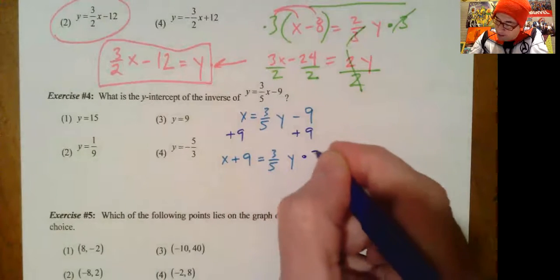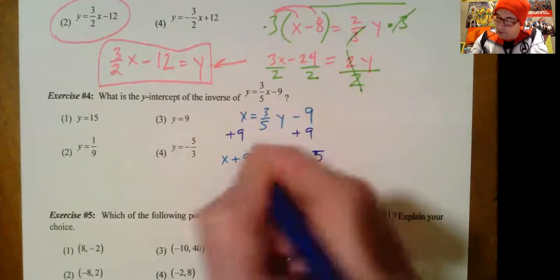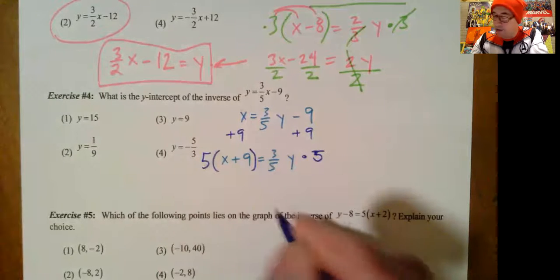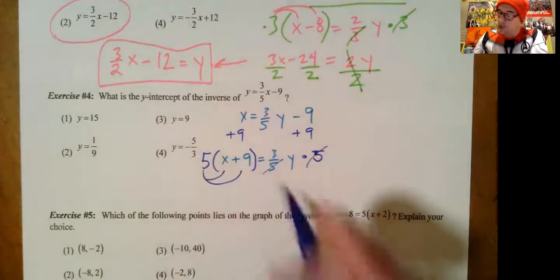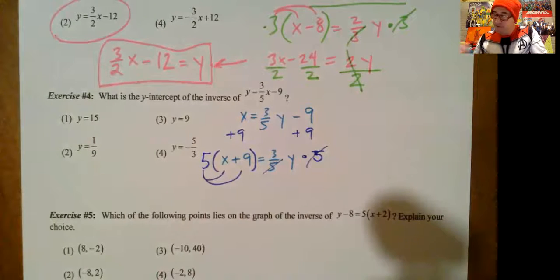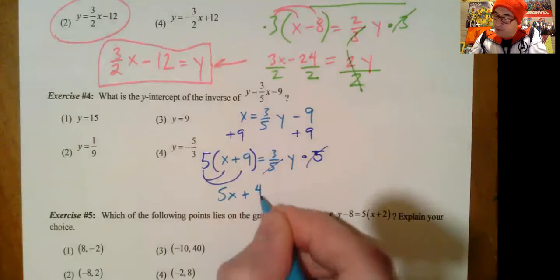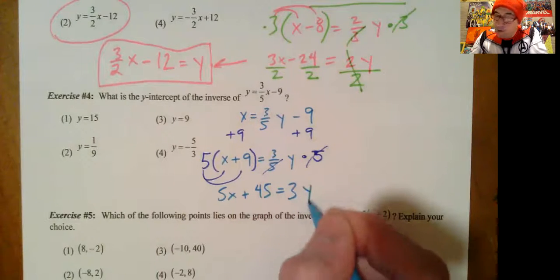So here will be the multiply by 5 on this side. So times 5 and divided by 5 cancel. Put parentheses around this one and do this one times 5 as well. So this and this cancel out, and this is going to be distributed, and we will have 5x plus 5 times 9 is 45 is equal to, that 3 is left, 3y.